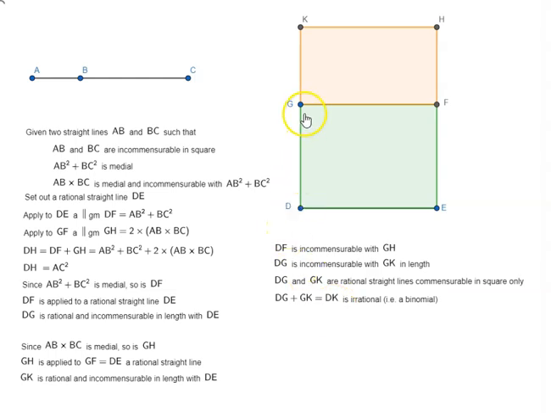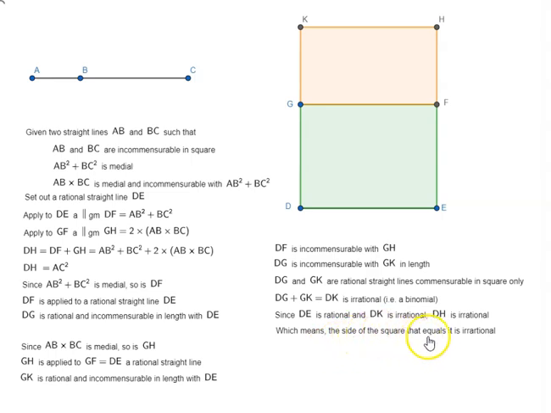BG plus GK is equal to BK, which is going to be an irrational magnitude, what we called previously a binomial. Since DE is rational and DK is irrational, DH is irrational, which means the side of the square that equals DH is irrational. Since DH is equal to AC square, the side AC is irrational. Here AC is called the side of the sum of two medial areas. So we have proved that AC is irrational.